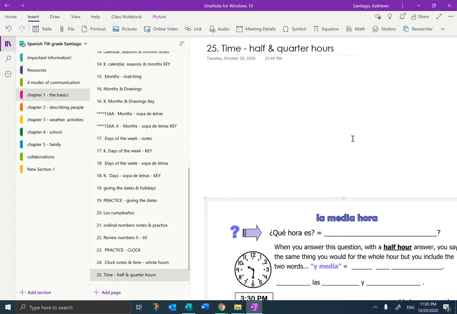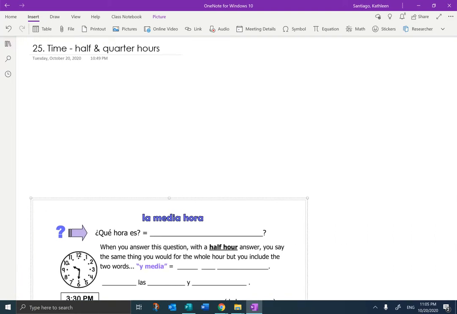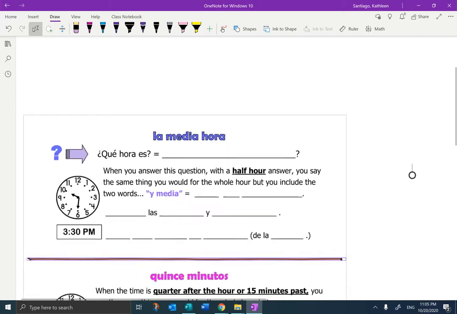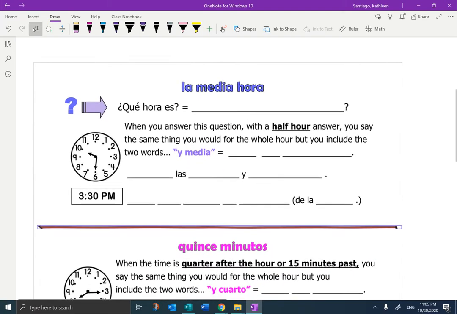Well, of course, not all time is a whole hour. So let's take some notes together in your OneNote about what we do if it's not a whole hour. So you can see where I'm at. I'm in chapter 1, the basics, page 25. I'm going to get rid of the table of contents. You can see that there's a blank spot. That is where the video is going to go. And now let's go ahead and take some notes. I'm going to make this big so you can see what I'm doing.